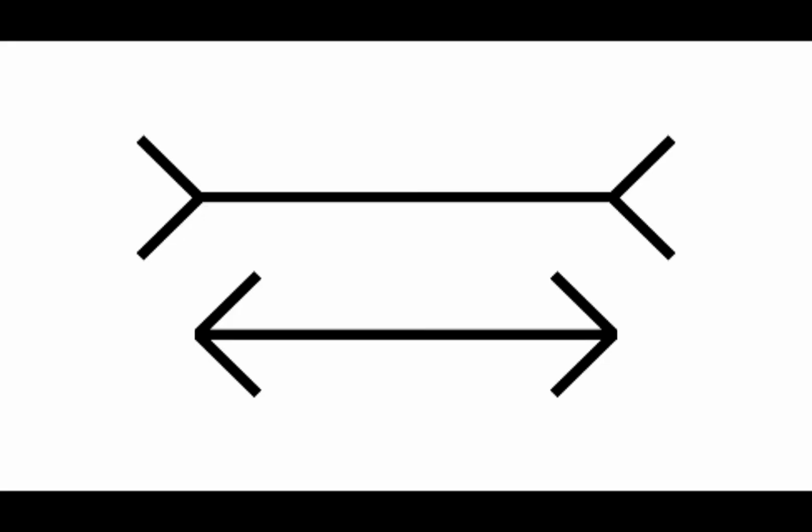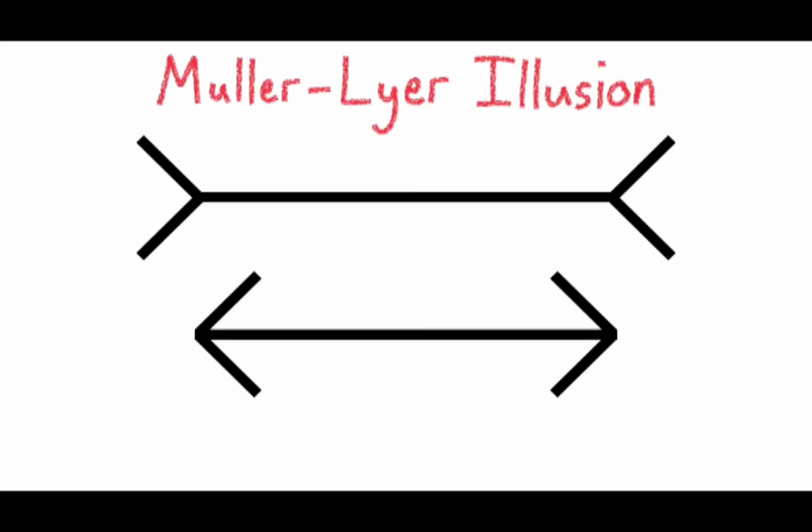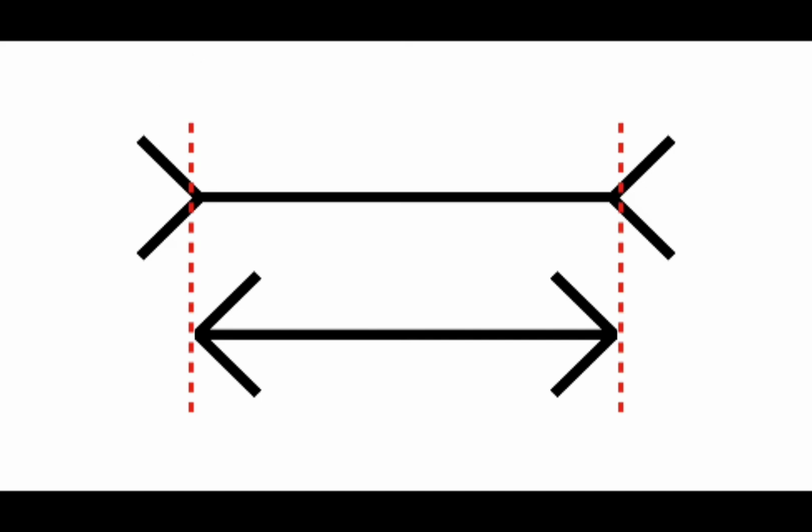Are these lines of the same length or different length? This popular illusion is called the Müller-Lyer illusion. This illusion is a visual phenomenon where two lines of equal length appear to be different lengths due to the presence of arrow-like shapes at the ends of the lines. One line has inward pointing arrows making it look shorter while the other has outward pointing arrows making it seem longer. This illusion demonstrates how our perception of size and length can be influenced by surrounding visuals.